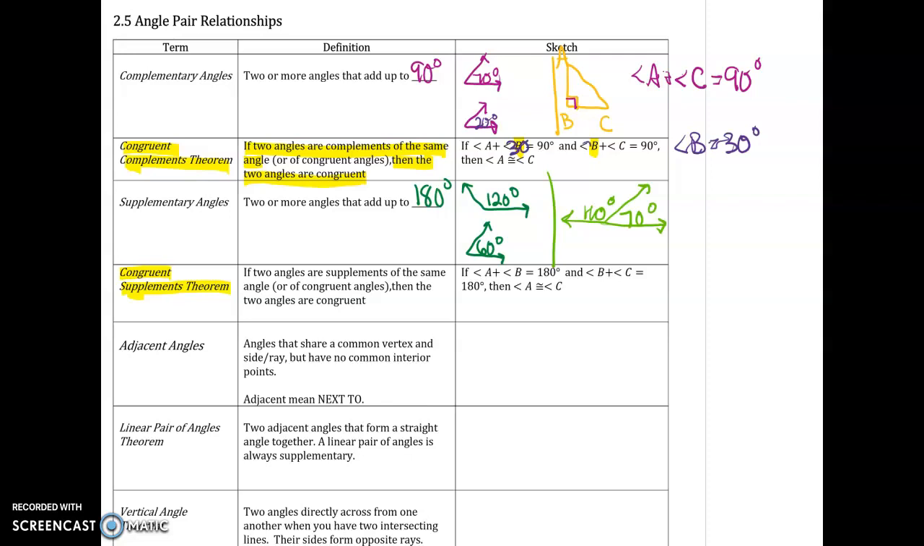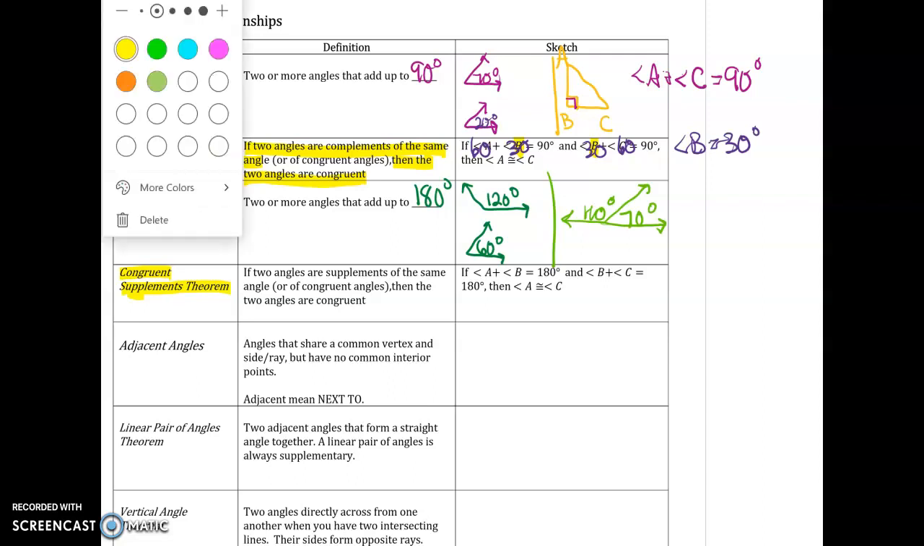I'm going to erase this though. That means in my first equation, angle A would have to be 60, and in the other equation, angle C would have to be 60. And since they're both 60, I could then say that angle A and angle C are the same. So angle A and angle C can be congruent to each other, which is written right here. Okay?